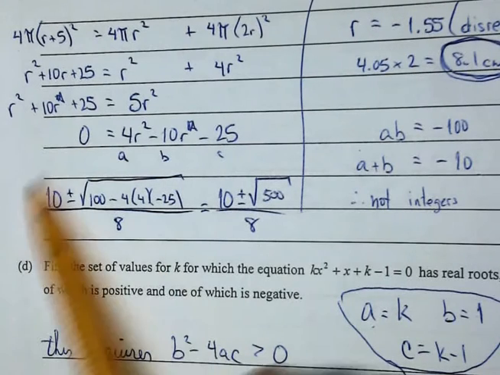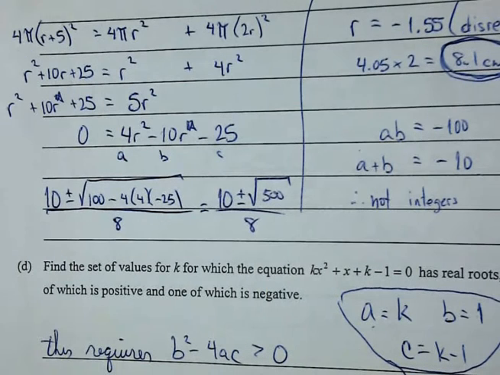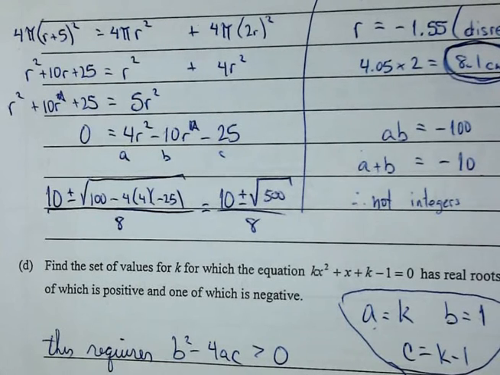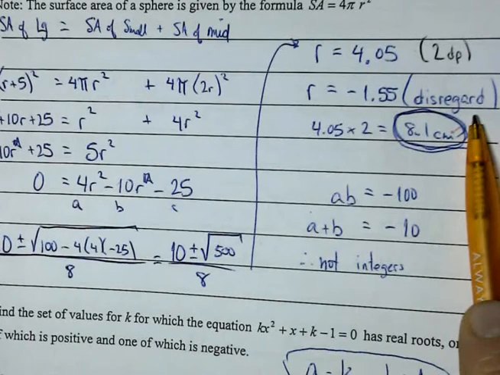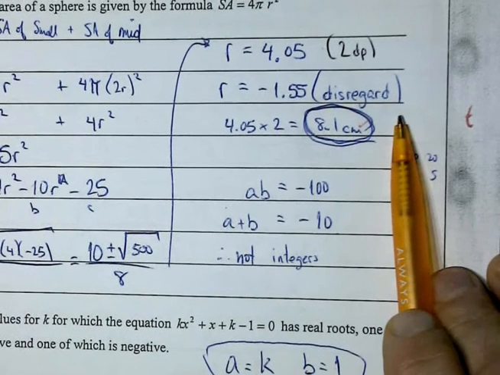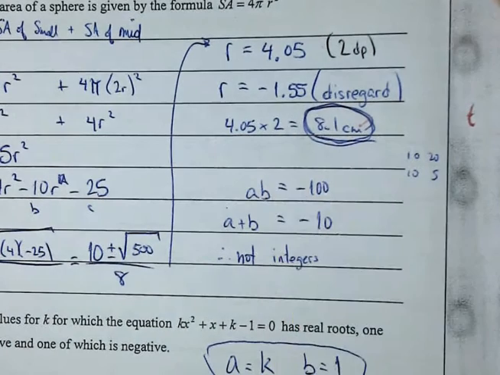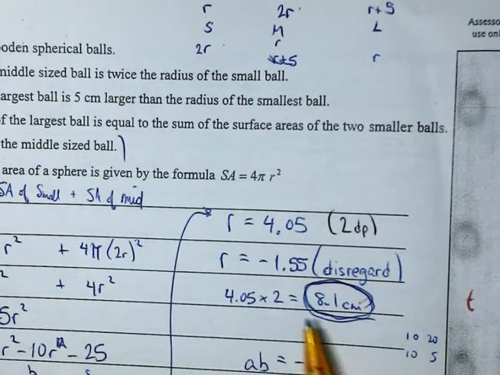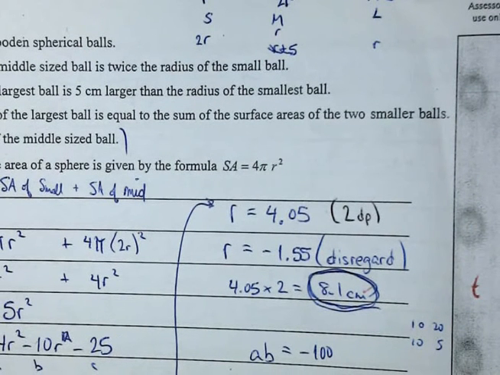Substituting into the quadratic formula, getting to 10 plus or minus root 500 over 8 gives me one radius of 4.05 to 2 decimal places. The other radius of negative 1.55 has to be disregarded, as we cannot have a negative radius. It doesn't make sense in the real world. Using that, since we know the medium one had twice the size of the smallest one, we get 8.1 centimeters as our radius of the middle-sized ball.